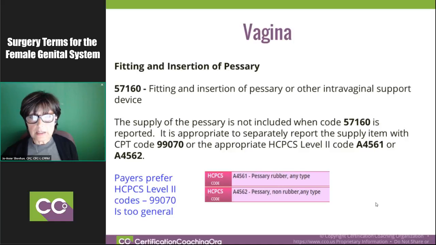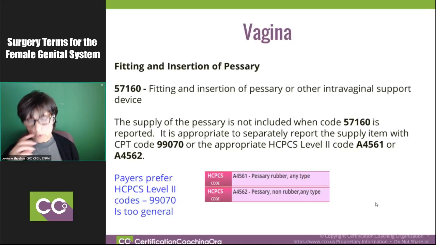Now, when you're fitting for the pessary, you're going to be coding for two things. First, we have the fitting and insertion of the pessary or other transvaginal support device, and that's at 57160. But in addition to that, the doctor is actually going to supply the pessary, and it comes in two forms. One is rubber, any type, and the other one is non-rubber, any type. So we have A4561 as the pessary rubber and A4562 as the pessary non-rubber.